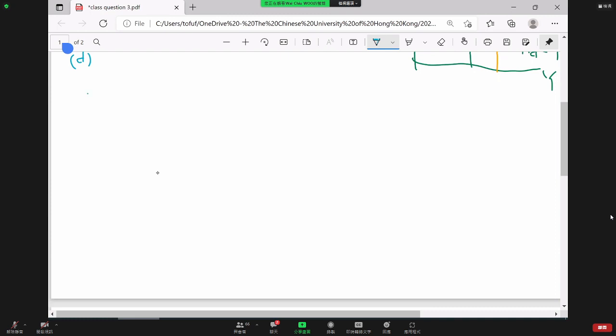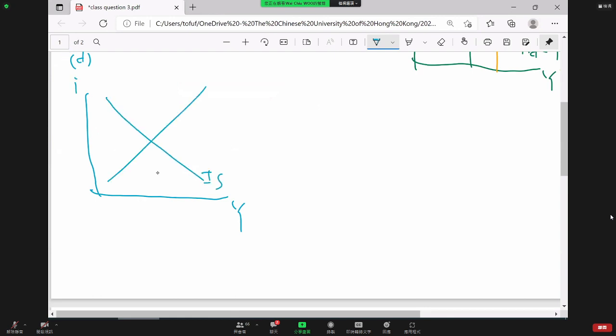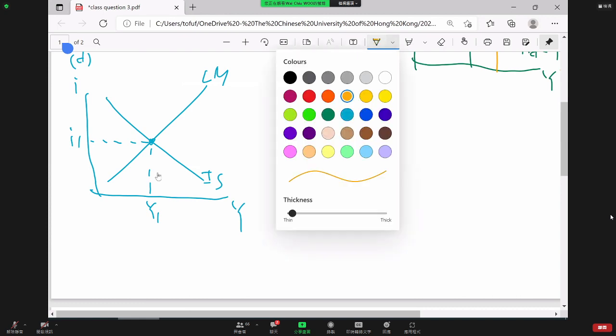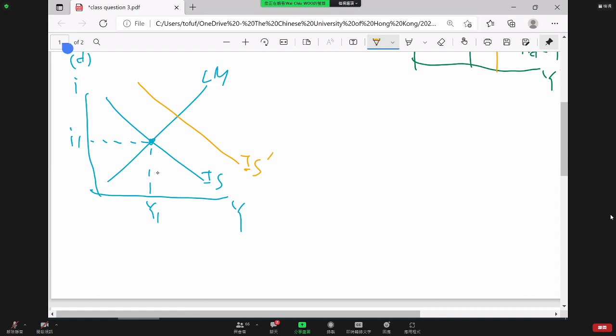If you combine them together, originally there is this IS, this LM. Now you have the case, for example, where IS shifts by a large degree to the right, and LM shifts a little bit to the left. Then at the new equilibrium point, output is increased and interest rate is also increased. But that is not the necessary result.